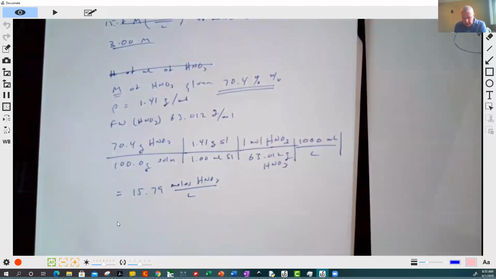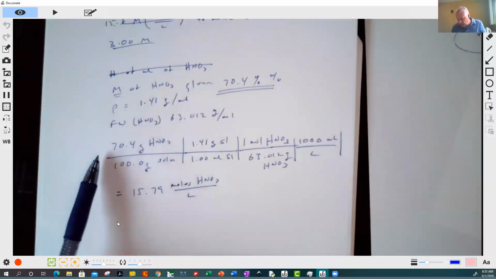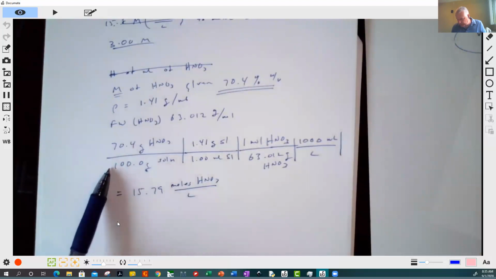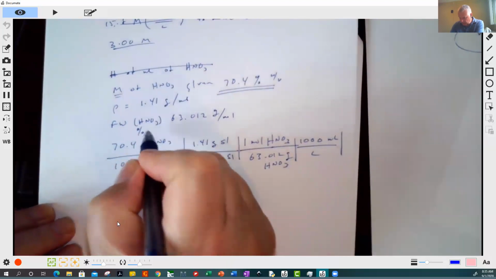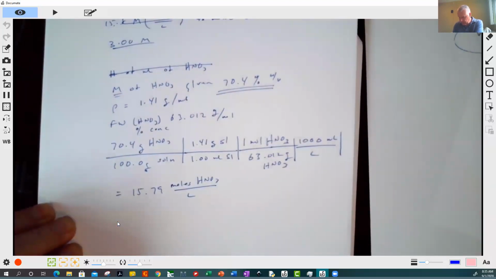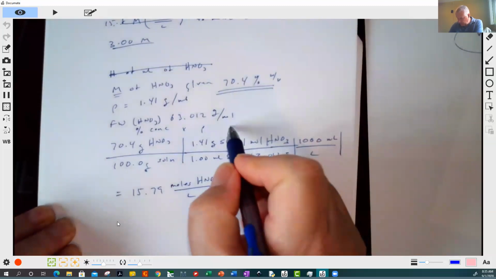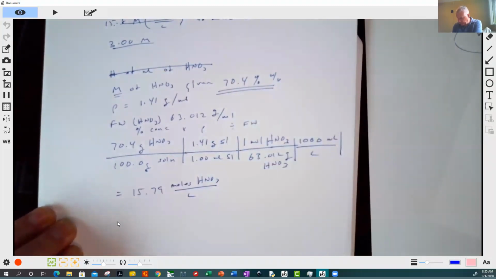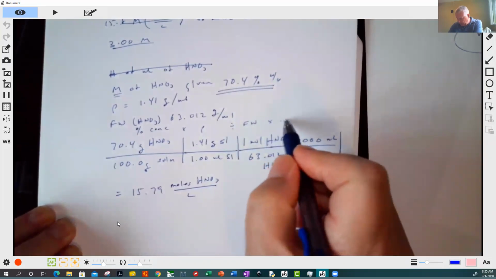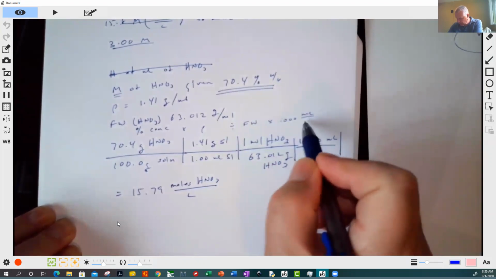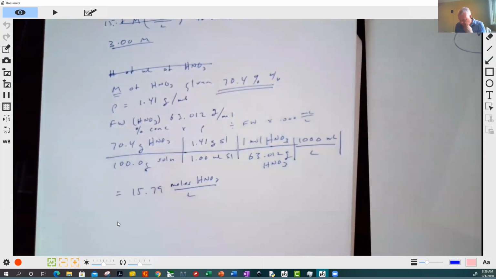So I'm sorry, I got under the wrong page there. I don't know how it happened, but that's how you calculate the number of moles, or the molarity, of a concentrated acid. You start with the percent concentration, and you multiply by the density, and you basically divide by the formula weight and multiply by 1,000 mLs per liter. And there you have it, 15.79 moles of HNO3 per liter.